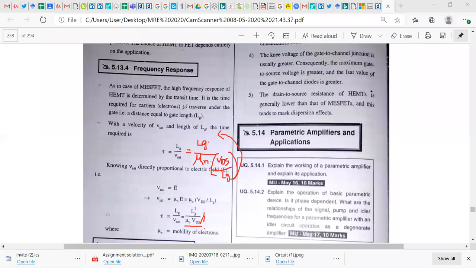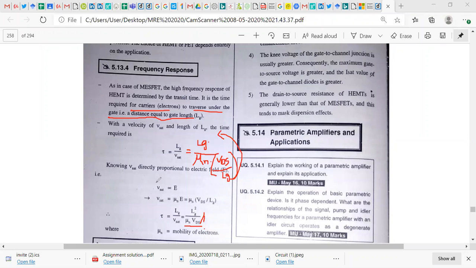Here tau is the time required for the carriers to travel under the gate. This is the time taken to travel from one end of the gate terminal to the other. Lg is the length of the gate. Time is equal to distance upon velocity, so tau is equal to Lg by Vsat. Vsat is directly proportional to the applied electric field because it depends on the applied gate voltage. If the gate voltage is increased, Vsat increases.